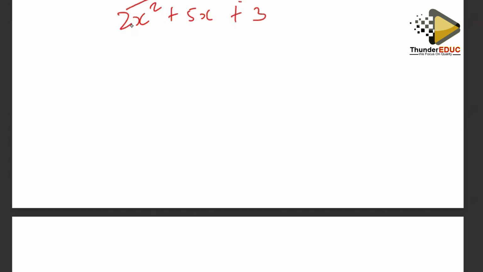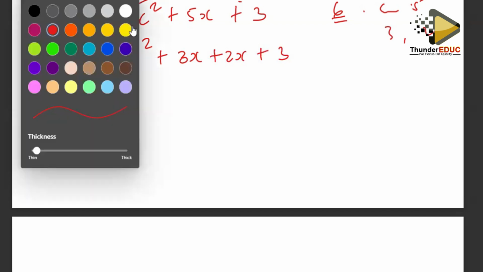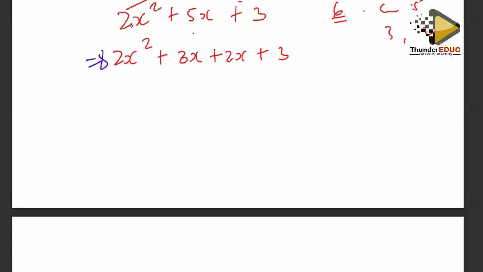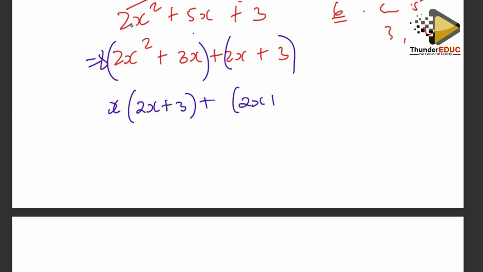So the product here is going to be a 6, sum is a 5, which is 3 and 2. So if I have 2x squared plus 3x plus 2x plus a 3. Okay, remember what we said? Grouping, more than 3 terms. So if I have this as my question, all I'll do is put brackets around in 2 terms. So what's common here? It's x. Take it out. You'll have 2x plus a 3 plus 2x plus a 3.